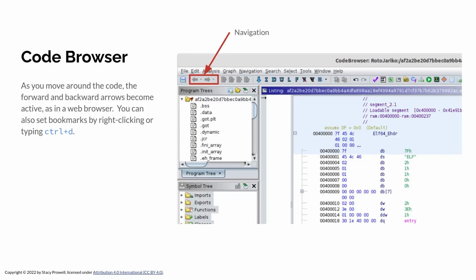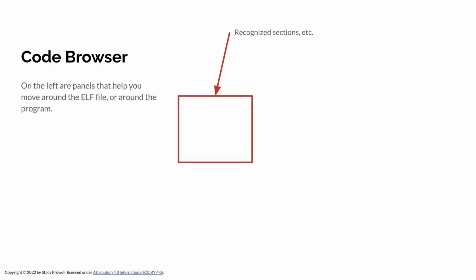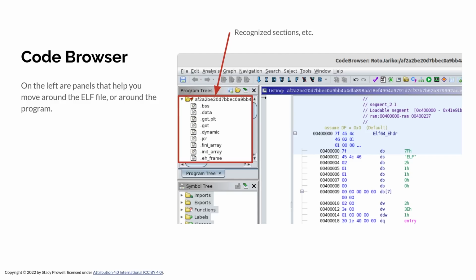As you move around in the code, you might double-click something in the code display, like the name of a routine, and it will jump you there. You might wonder how to get back to where you were. It's like a web browser. It has forward and back arrows for navigation up at the top of the screen, and you can use those. You can set bookmarks, just like with the browser. Set bookmarks by typing Control D, and that will add a bookmark.